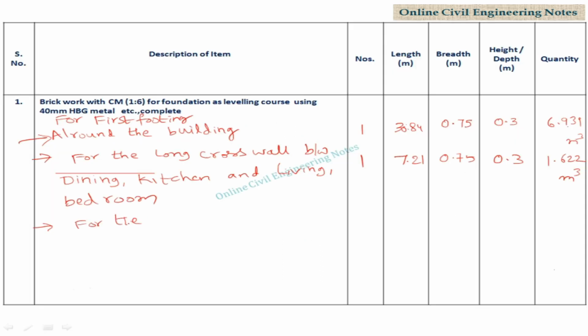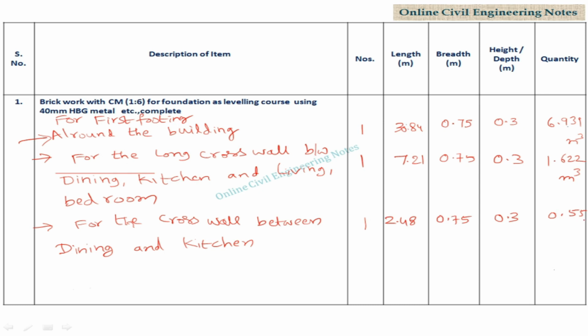For the cross wall between dining and kitchen, we know the length is 2.48 meters, width 0.75, thickness 0.3. Quantity is 0.558 cubic meter.